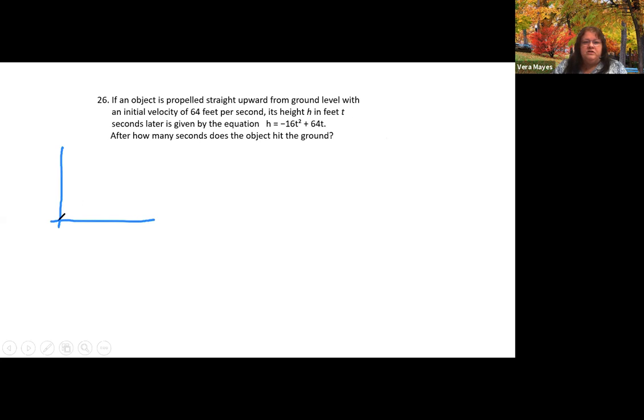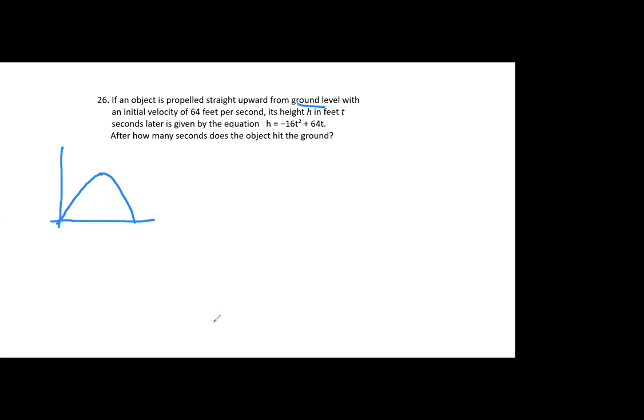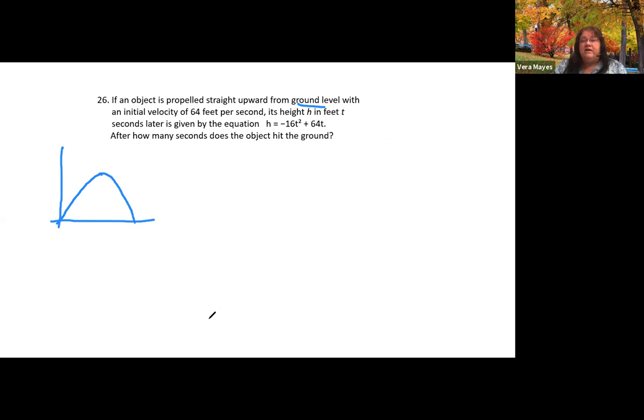So this one starts off on the ground. It says from ground level. If you throw something in the air, what eventually happens to it? Does it stay up in the air? Does it keep going forever? Or does it come back down and hit the ground? It falls down. Unless you're amazing and you send it into orbit or something, anything we do is going to reach a maximum height, right? This would be height. And at some point, it's going to come back and reach the ground.